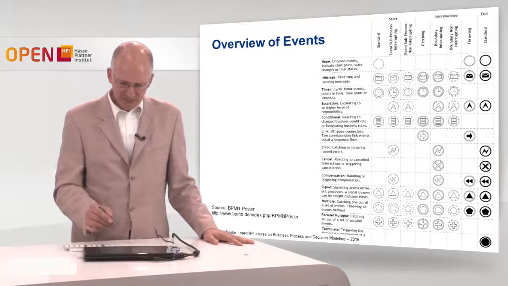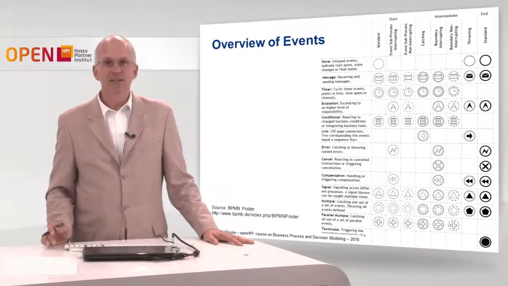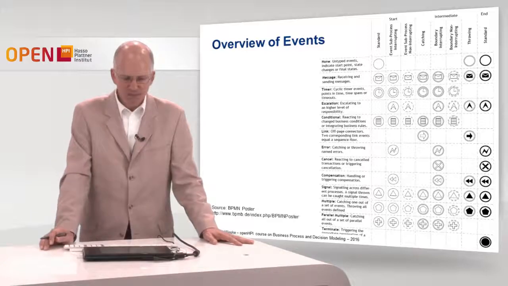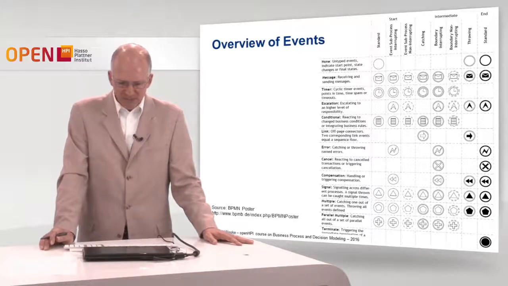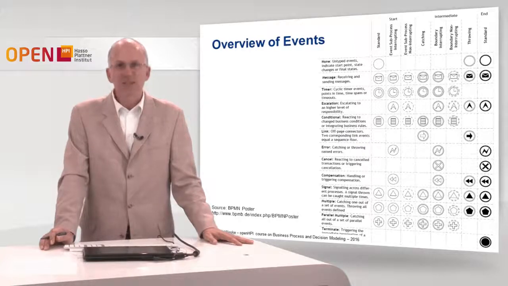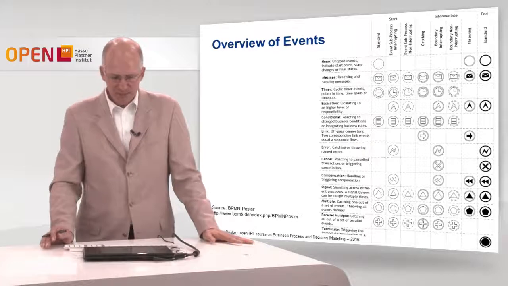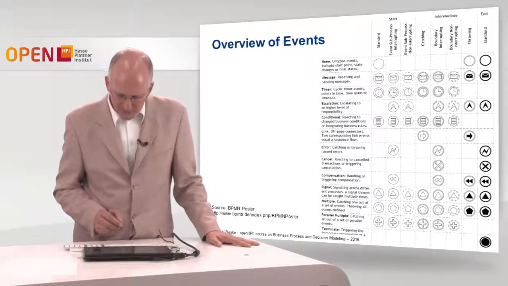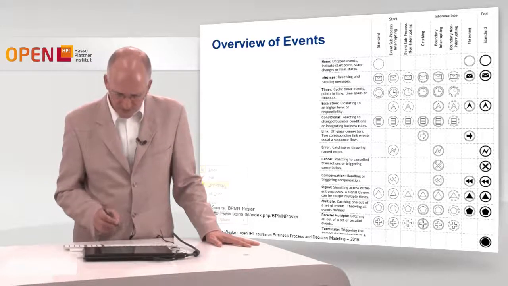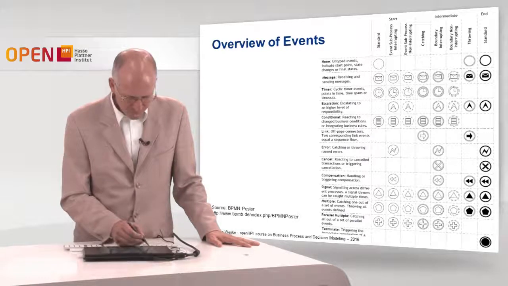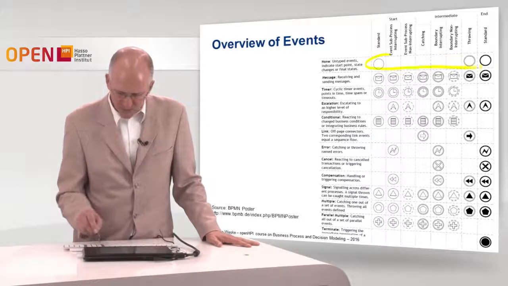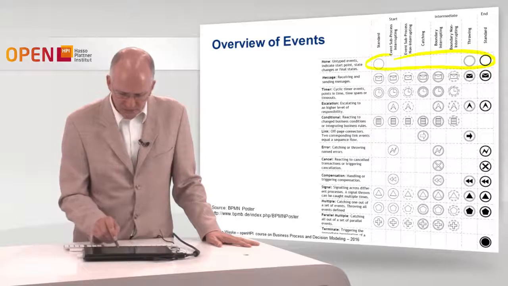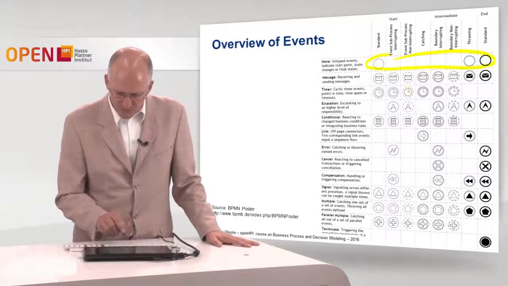This is the part where the events are characterized. This poster is reasonably complete, and it shows you that there are many events, or event types, available in BPMN. We just discussed some of them. Let's see which were the ones we discussed. The untyped events we took a look at.